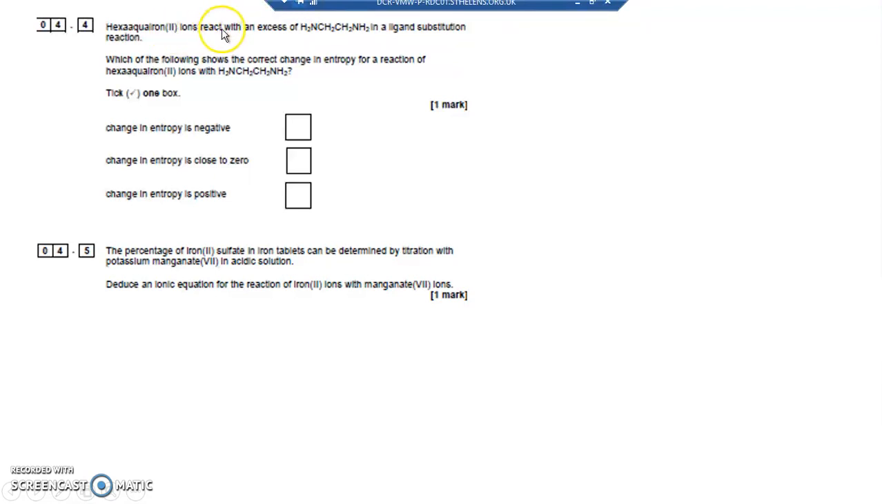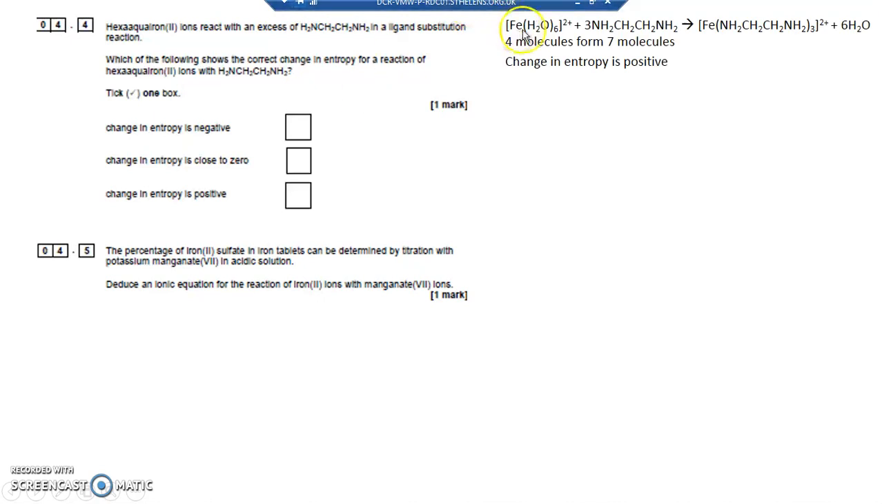Hexaaqua iron(II) ions can react with an excess of this in a ligand substitution reaction, which shows the correct entropy for the reaction. I'll show you the equation and I'll be able to explain it. So I've got 6 waters replaced by 3 of these to make [Fe(NH2CH2CH2NH2)3]2+ and 6 waters. In other words, 3 of these have replaced the 6 waters. When you balance it out, I've got 1, 2, 3, 4 molecules on the left, and 1 plus 6 is 7 molecules on the right. 4 molecules make 7 molecules.